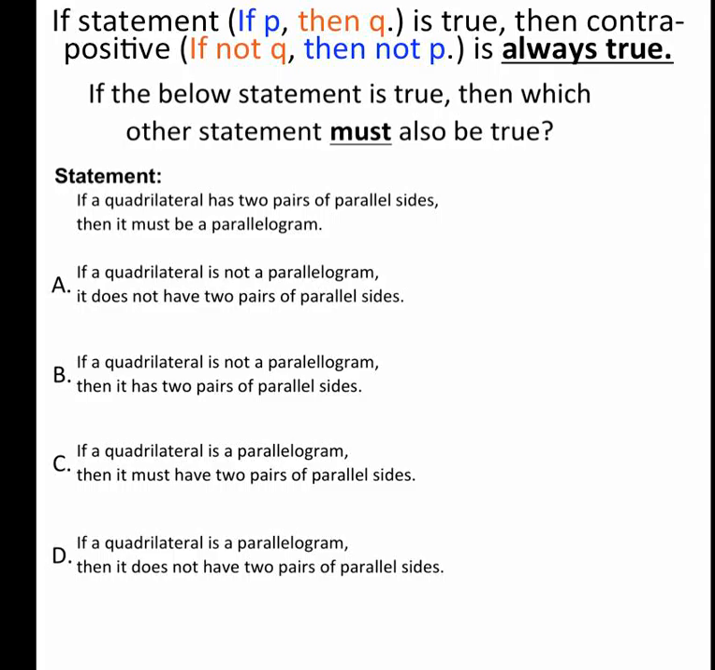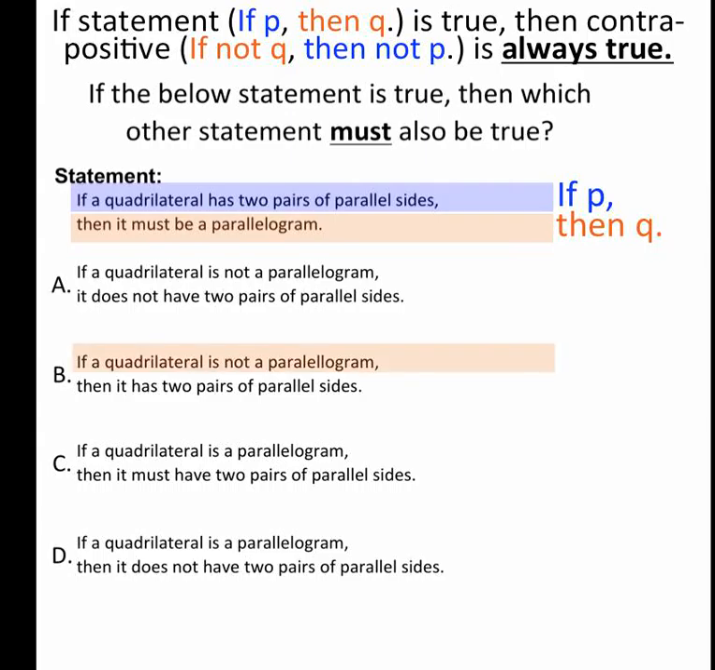So for this problem, I'm going to read the question and identify what's P and Q. Then I can go through my 4 different answers and try to figure out which one is the contrapositive, which I know must be true. If a quadrilateral has 2 pairs of parallel sides, that's P, then it must be a parallelogram, that's Q. Okay, so I've identified P and Q.